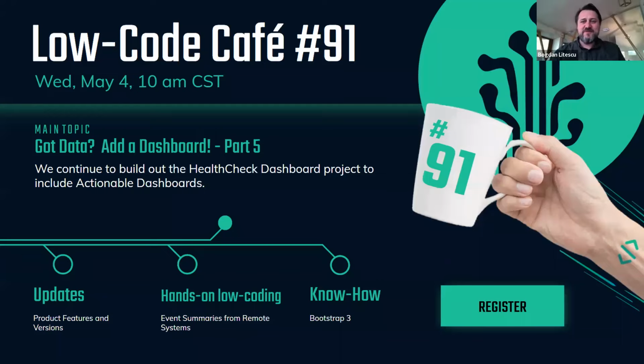Hello everyone and welcome to a new edition of Low Code Cafe episode 91. Today we'll continue the series that we started 5 editions ago, which is building a health check system, a health check dashboard that is standalone and communicates remotely with the system monitors. Today we'll continue with seeing how we can turn the dashboard into more actionable dashboards. But before that, let's welcome the new folks to this webinar.